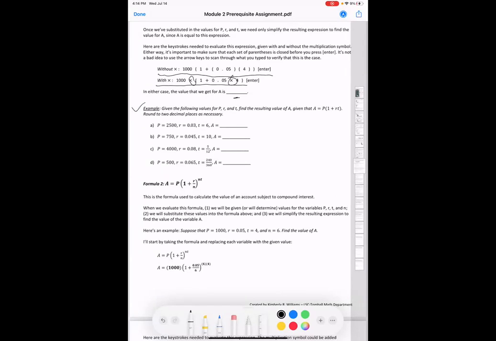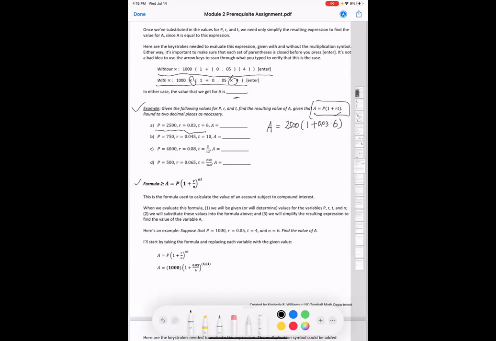In the example part, it gives you the formula, and also it provides you the P, R, and T, and you use the formula and plug in the information they provided to you. The first one, A equals P is 2,500 times 1 plus R is 0.03 times 6 is T. So plug in all of this data in your calculator, find the A.